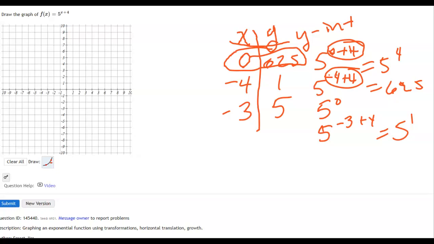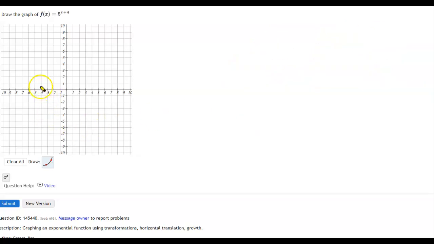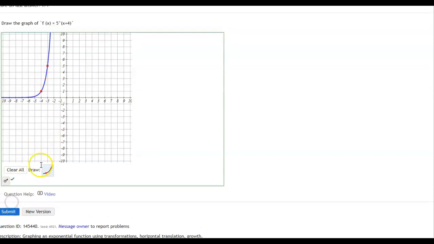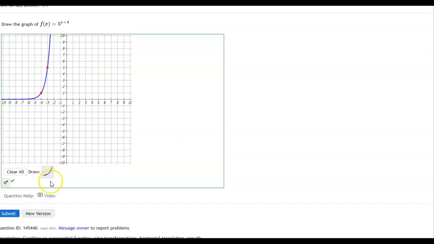Right? We've got negative 4, 1, and negative 3, 5. So there's one value, negative 4, 1. And negative 3, 5. Submit that, and that should be correct. And there's our green check.